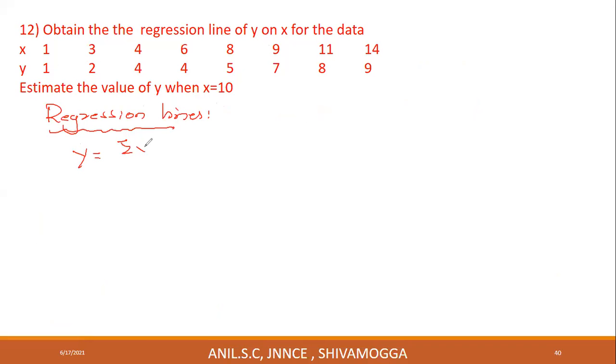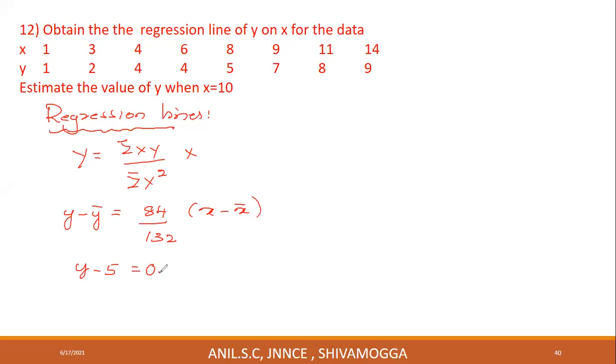Capital letter Y is equal to summation XY divided by summation X square into X. And this Y is y minus y bar. Summation XY is 84 divided by summation X square is 132, into x minus x bar. Capital letter X is x minus x bar. Therefore, y minus y bar, that is y minus 5, is equal to 84 divided by 132. Just calculate this. 0.636. 0.636 into x minus x bar, that is 7.